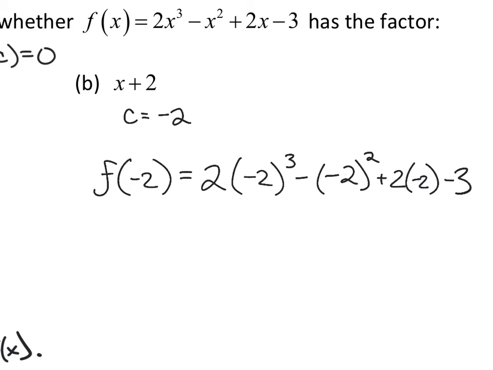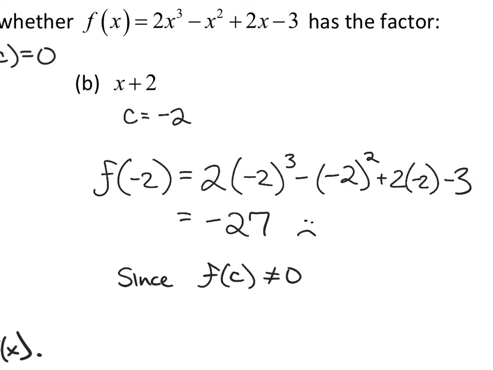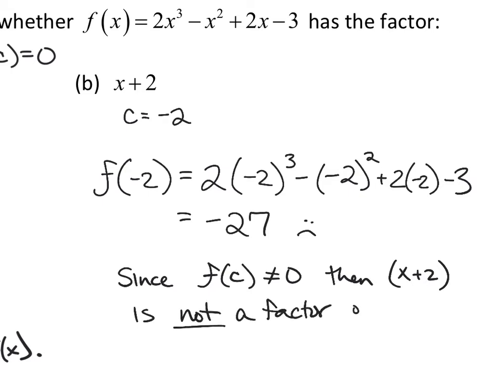And thank goodness we have calculators. 2 times -2 cubed minus -2 squared plus 2 times -2 minus 3, which you could do in your head if you wanted, but I know you're going to grab your calculators anyways. What do you get when you evaluate that function at -2? Is that 0? No. So since that is not 0, we could say, since f of c does not equal 0, or f of -2 does not equal 0, then x plus 2 is not a factor of f of x.